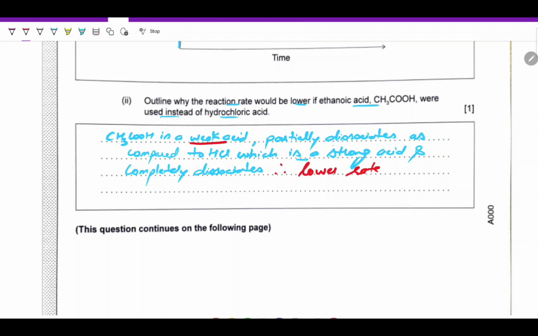It's a weak acid, that should be my point, and it partially dissociates. HCl is a strong acid and completely dissociates. That should be the keywords of this question, although it is of 1 mark only.